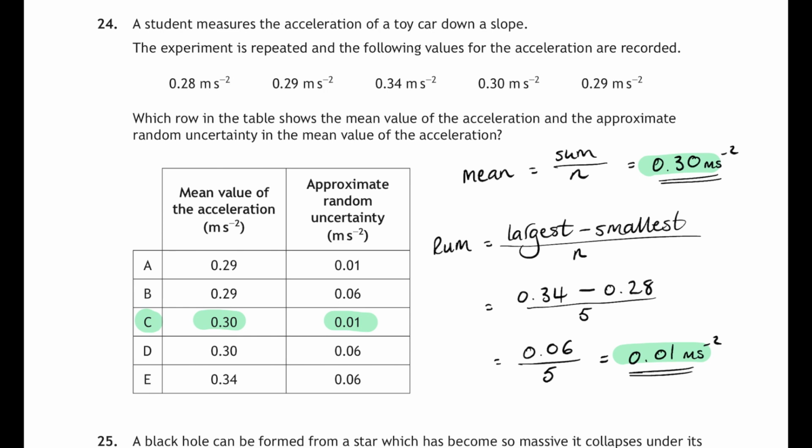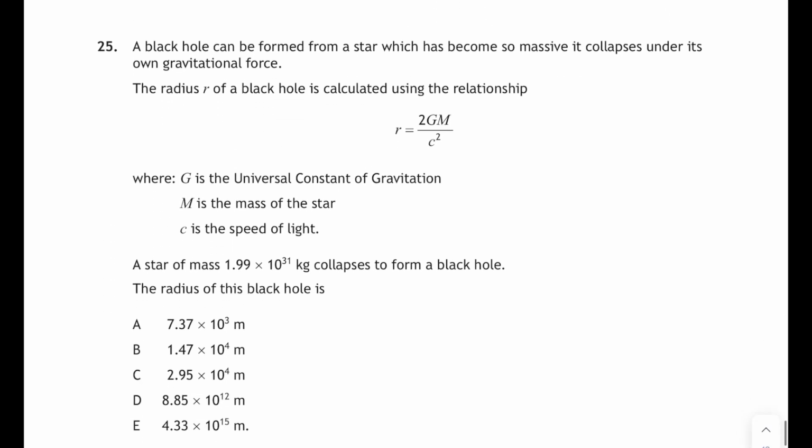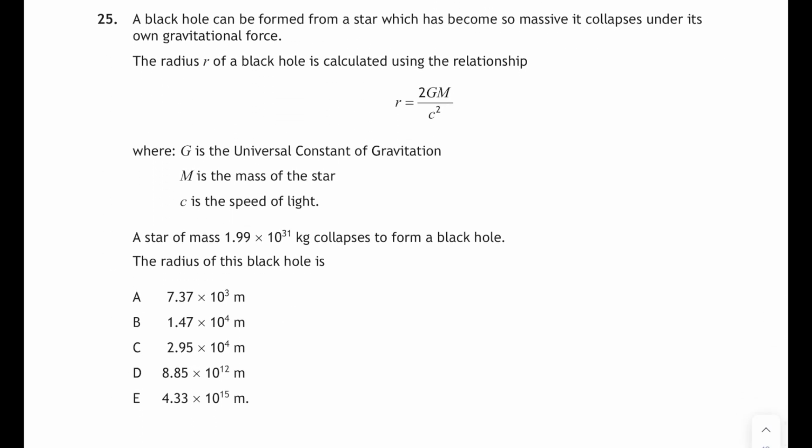Okay, last question then. And this last question is an unfamiliar relationship. We're told a black hole can be formed from a star which has become so massive it collapses under its own gravitational force, and the radius of the black hole is calculated using the relationship R equals 2GM over c squared. And then we're told underneath what all the symbols stand for.